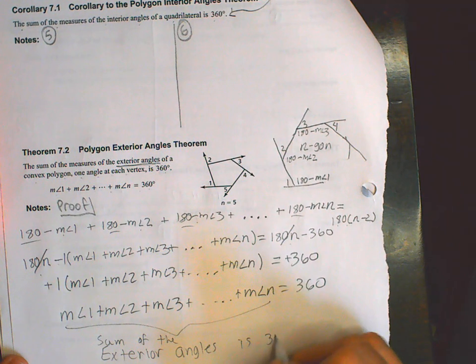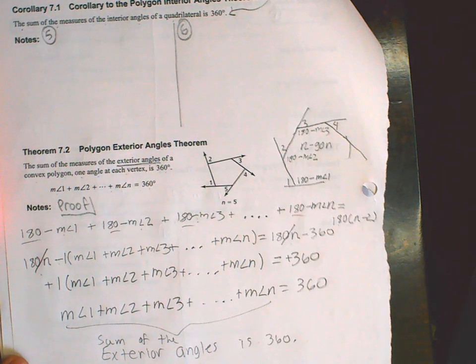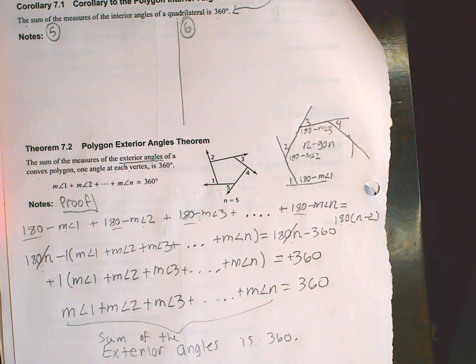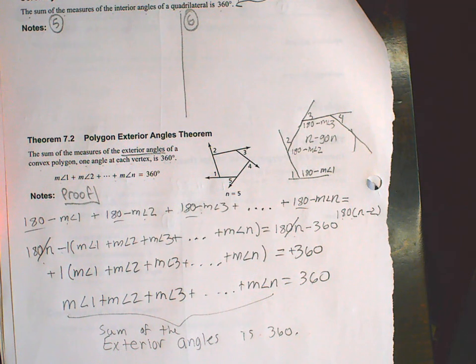is 360. Now this was more like an algebraic proof, not a 2-column proof. If we wanted to put this in a 2-column proof, we could, but we're not going to do so. This is more like a paragraph proof, you would say.